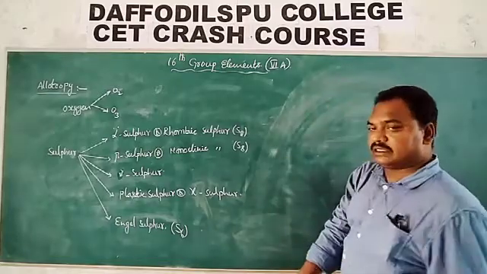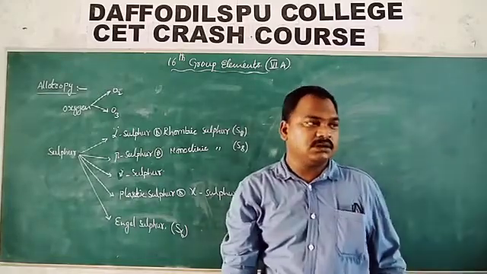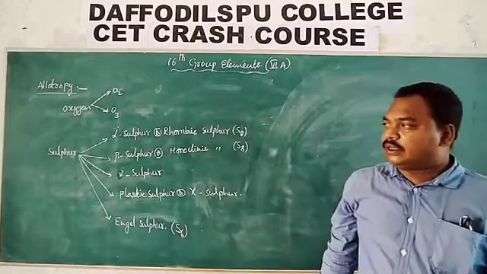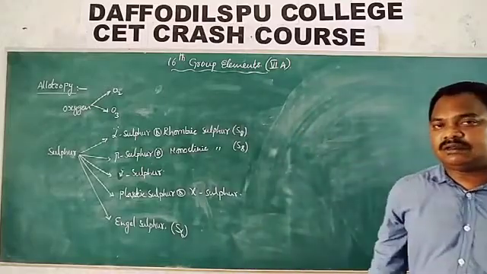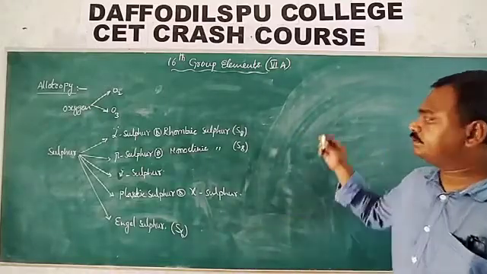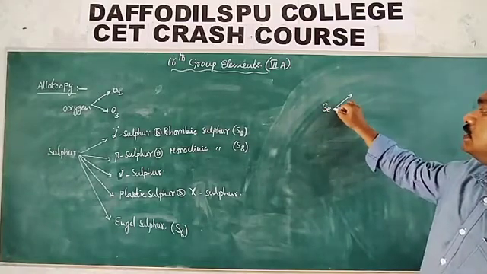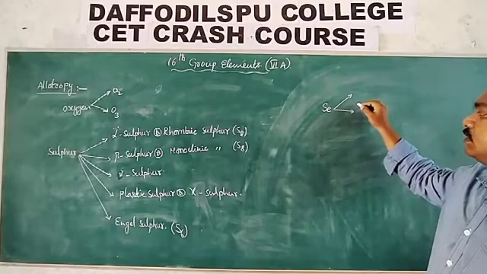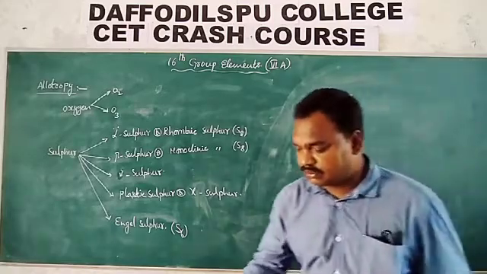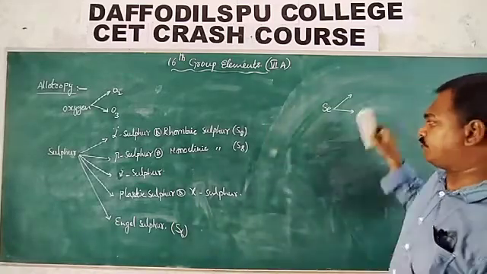Next, selenium also exhibits allotropic forms. Selenium has 6 allotropic forms. Tellurium also exhibits allotropic forms. Okay, you just remember that one: selenium has 6 allotropic forms.